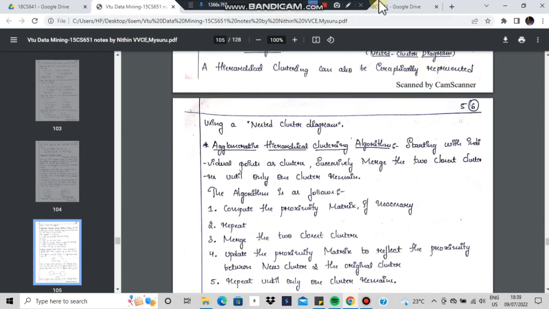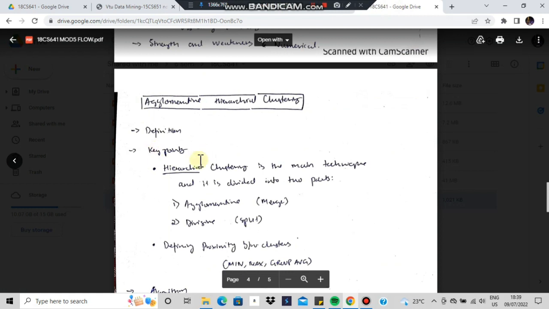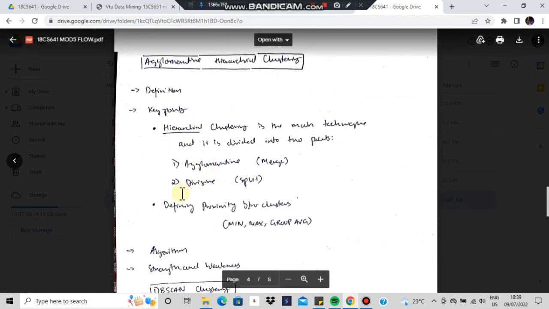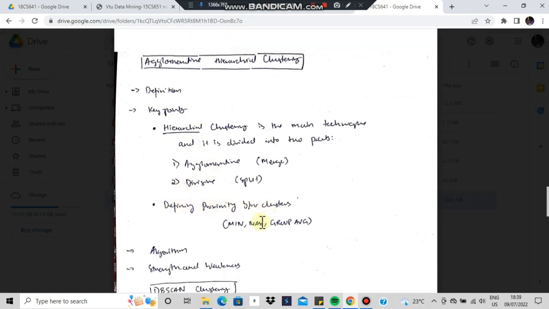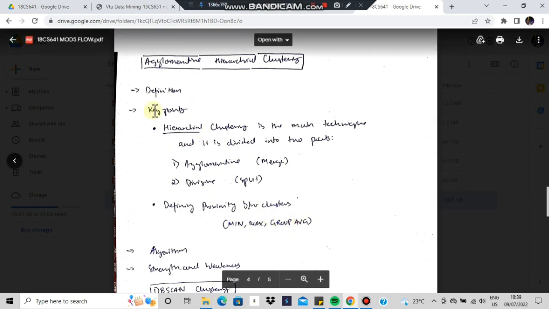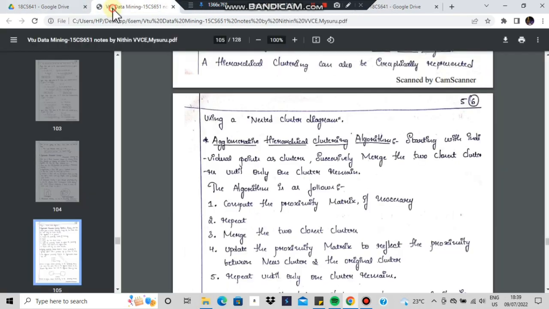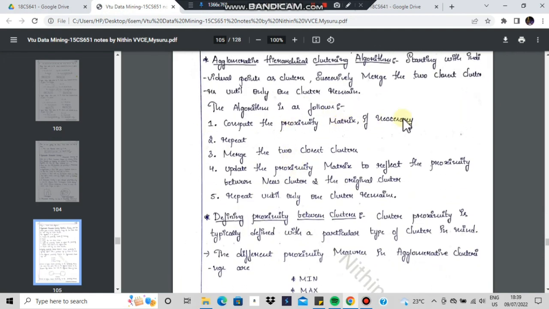Let's see the next part, which is the key points. We have already discussed these two. Defining the proximity between clusters: min, max, and group average. Before that, we need to know the algorithm as well. Compute the proximity matrix if necessary. We'll see what the proximity matrix is and the different ways to calculate it. Repeat: merge the two closest clusters, and update the proximity matrix to reflect the proximity between the new cluster and the original clusters.